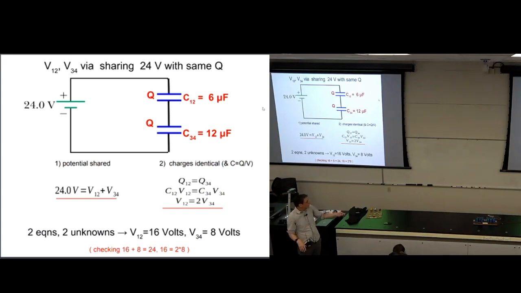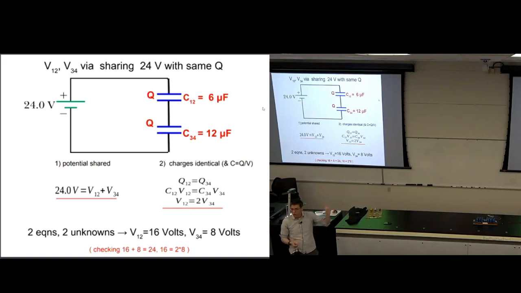So the solution to this problem is that V12, which is the bigger voltage, is 16 volts across here, and V34, the smaller voltage, is 8 volts across here. So this one's twice as big, this one's half as big. The sum of them is 24 volts, and that's what the two equations demand. So at that point, you've got the voltage across all four capacitors, because C1 and C2 also have this 16 volts across them, and C3 and C4 also have this 8 volts across them. We've solved the whole circuit.